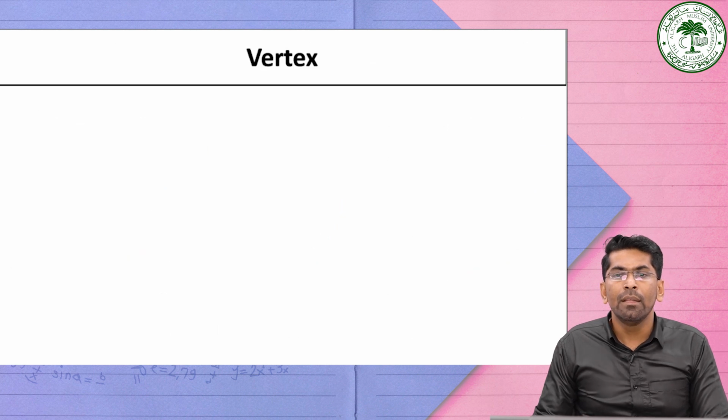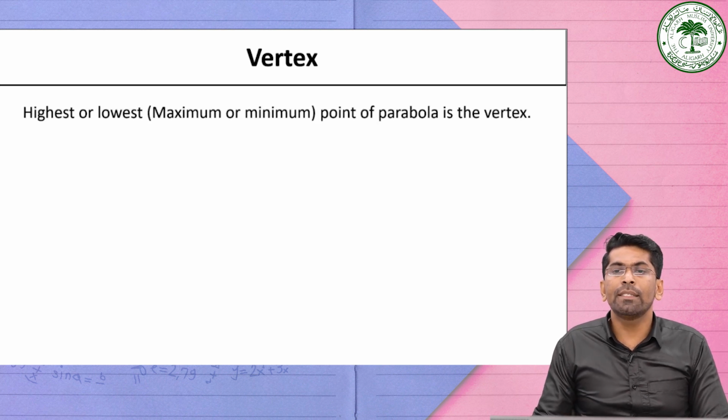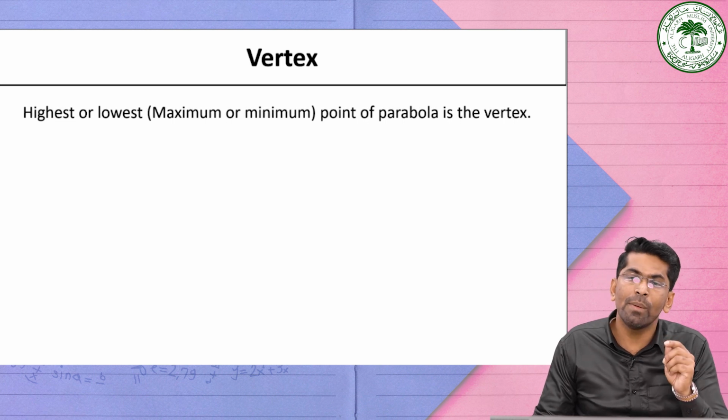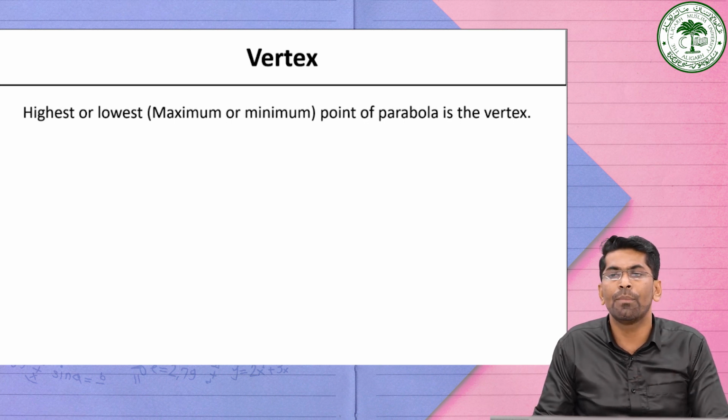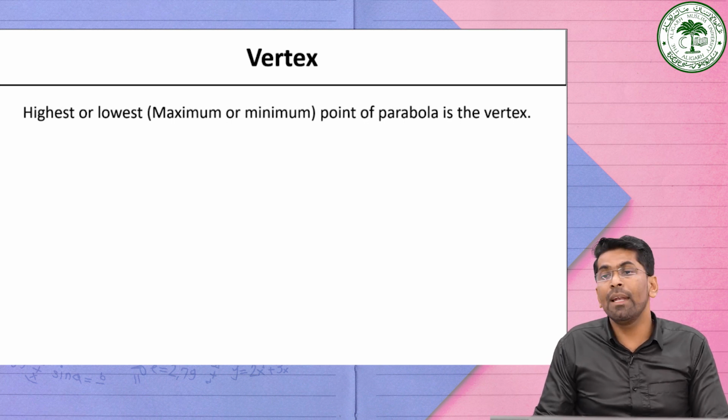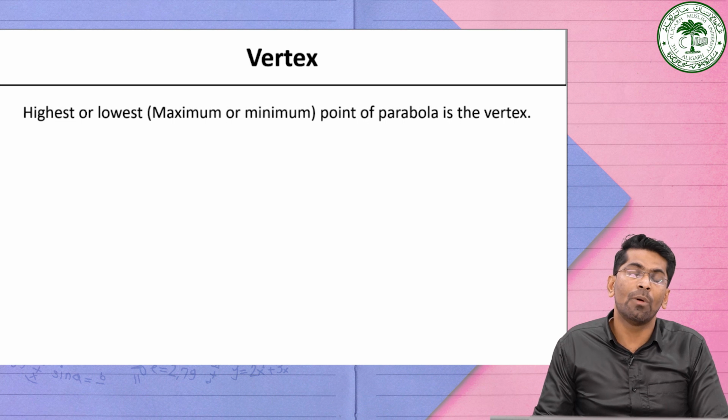Then the next step is to find the vertex. The vertex is nothing but the highest or lowest point, that means the maximum or minimum point of the parabola, and it is generally called the vertex. And it depends entirely upon the direction of the parabola.